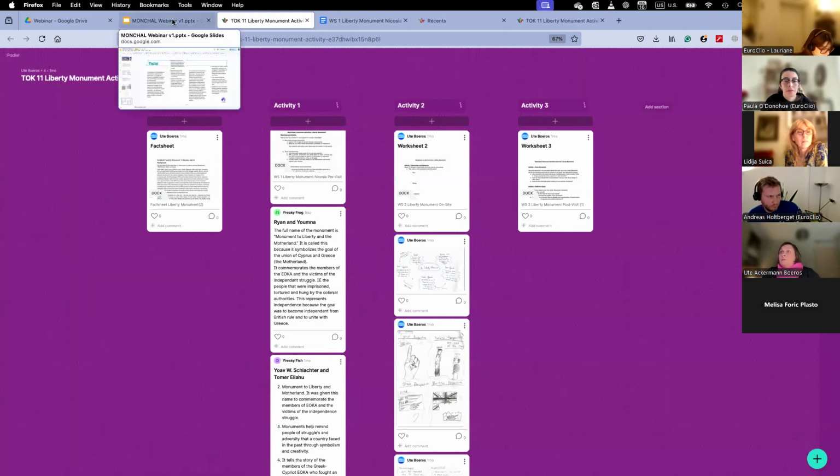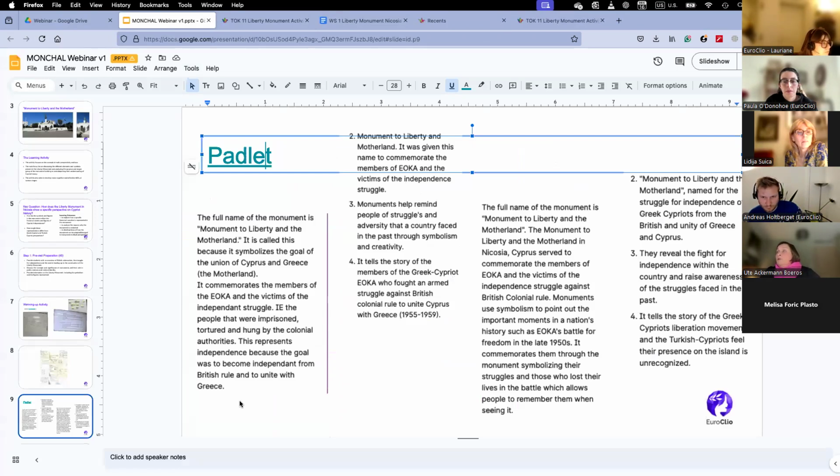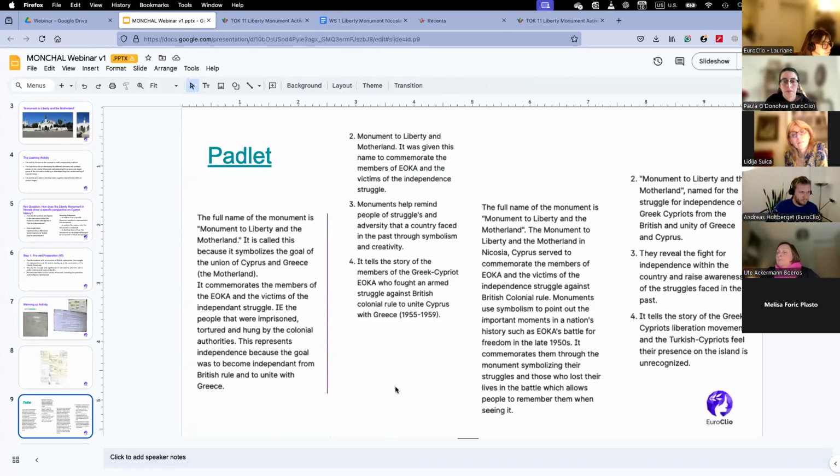So I will go back to the presentation. I will just give you one example here. The full name of the monument is Monument to Liberty and the Motherland. It is called this because it symbolizes the goal of the Union of Cyprus and Greece, which is the motherland. It commemorates the members of EOKA and the victims of the independence struggle, that is, the people that were imprisoned, tortured, and hanged by the colonial authorities. This represents independence because the goal was to become independent from British rule and unite with Greece.